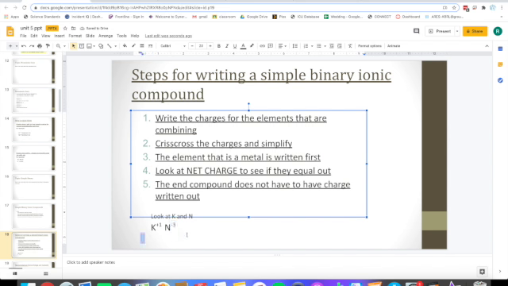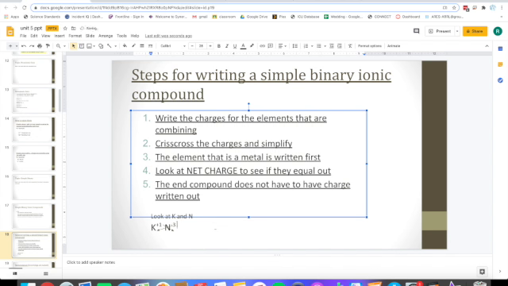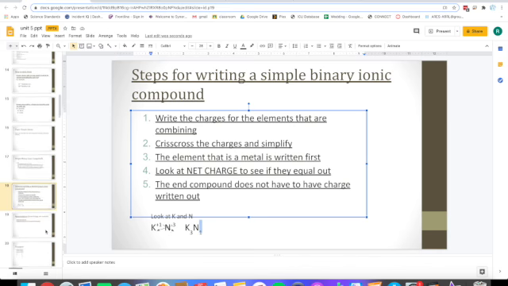Next thing we need to do is crisscross the charges. So this number 1 crisscrosses and goes with the nitrogen. And then the number 3 crisscrosses and goes to the potassium. Now remember, step 5, you do not have to have the charge written out. So when we crisscross these numbers, our new compound will be K3N, and then you could put the 1 if you want to, but you do not have to. And where I got that: the 1 crisscrossing goes with the N, the 3 crisscrosses and goes with the K.